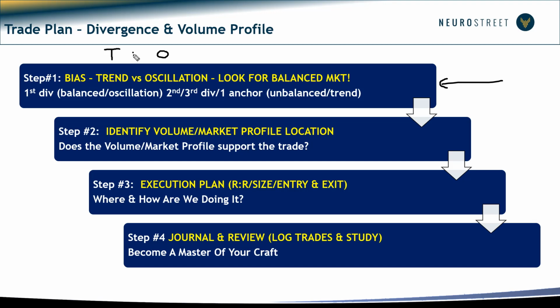So here's the cool part. Trend or oscillation. Well, we've already identified that oscillation is best, right? That's what we've spent this entire market concept on. So we're looking at balanced markets. You could trade this, but if you're looking to really increase probability, why would you want to add risk? You might miss some trade opportunities, but you add a level of risk that most people are not aware of.